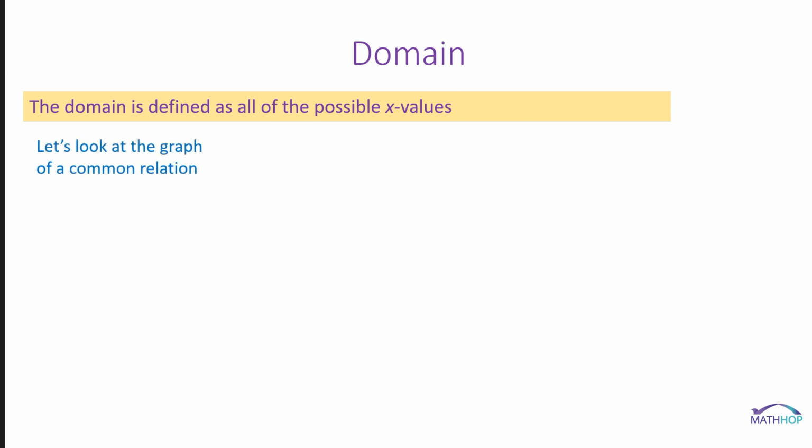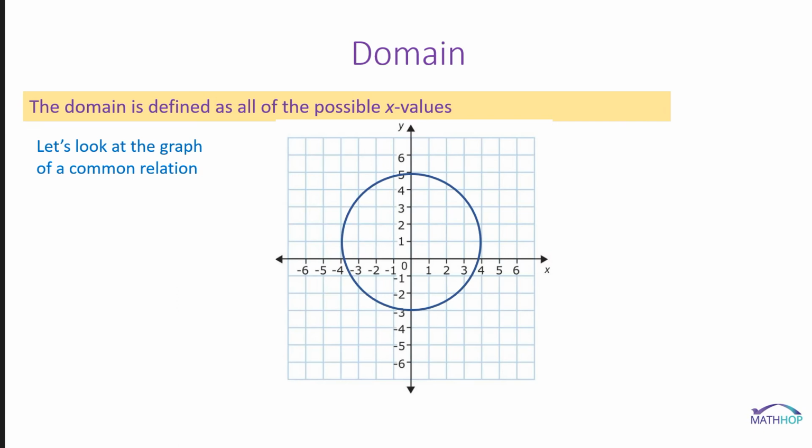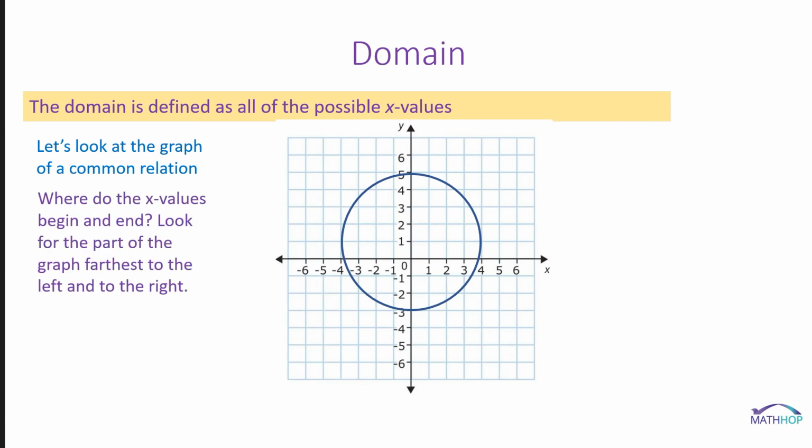So let's look at the graph of a common relation, and it is the graph of this circle. When we are looking at the domain, we are concerned with the x values, and specifically, where do those x values begin and where do they end? So we want to look for the part of the graph farthest to the left and farthest to the right.